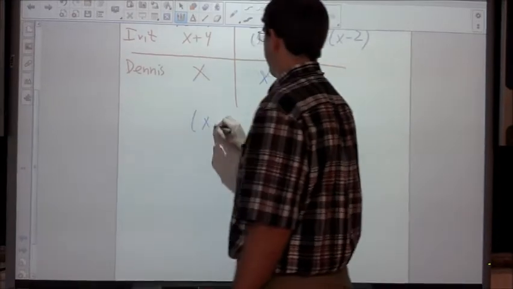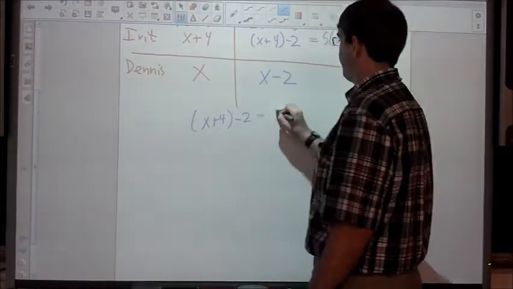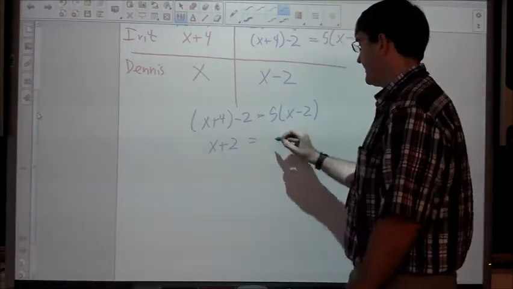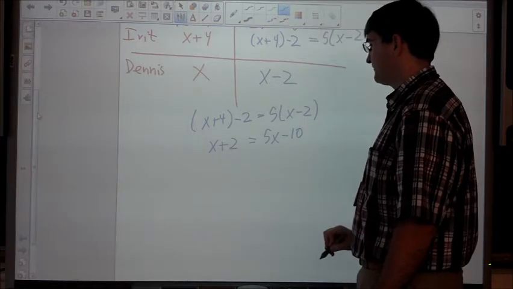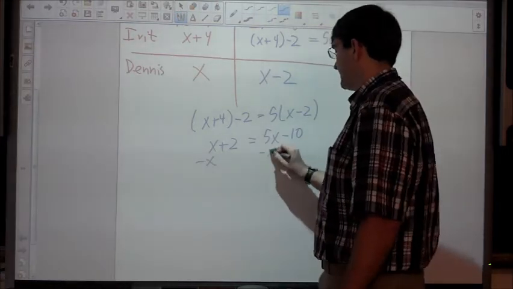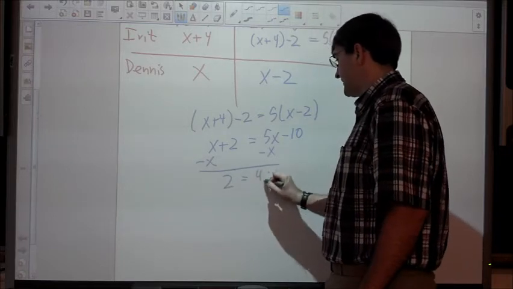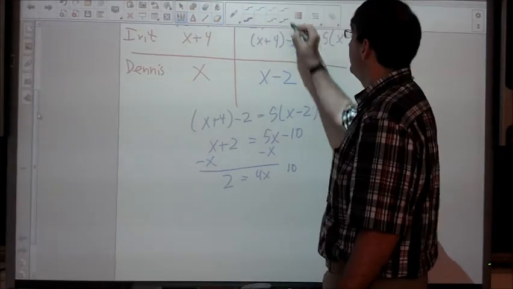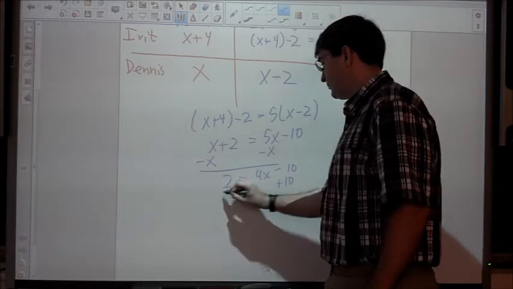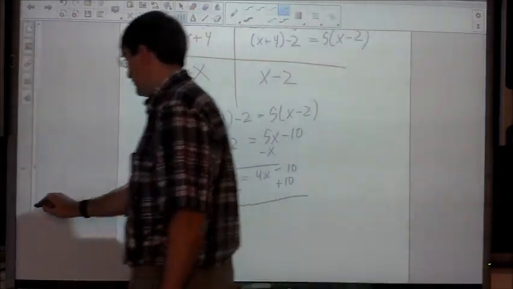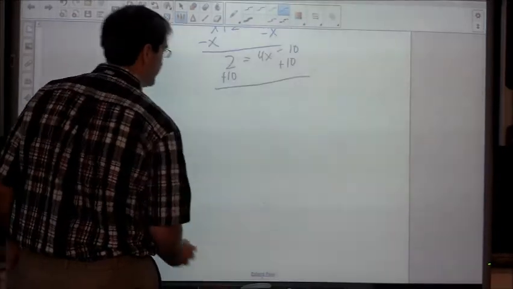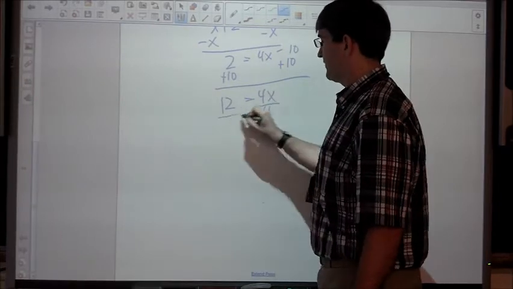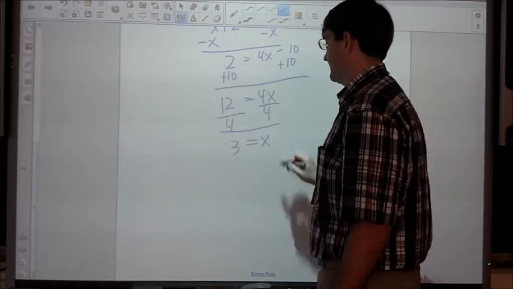x plus 4 minus 2 equals 5 times x minus 2. So over here, I just get x plus 2. On the right, I distribute: 5x minus 10. And now I just solve. Minus x, I get 2 is equal to 4x minus 10. Plus 10 is what I do. Plus 10, and I get 12 is equal to 4x, divided by 4, and we get that 3 is equal to x.